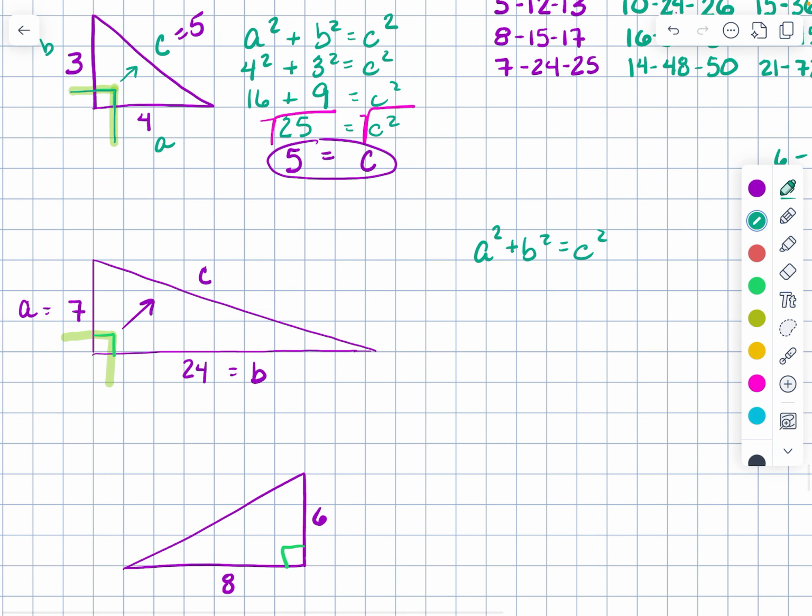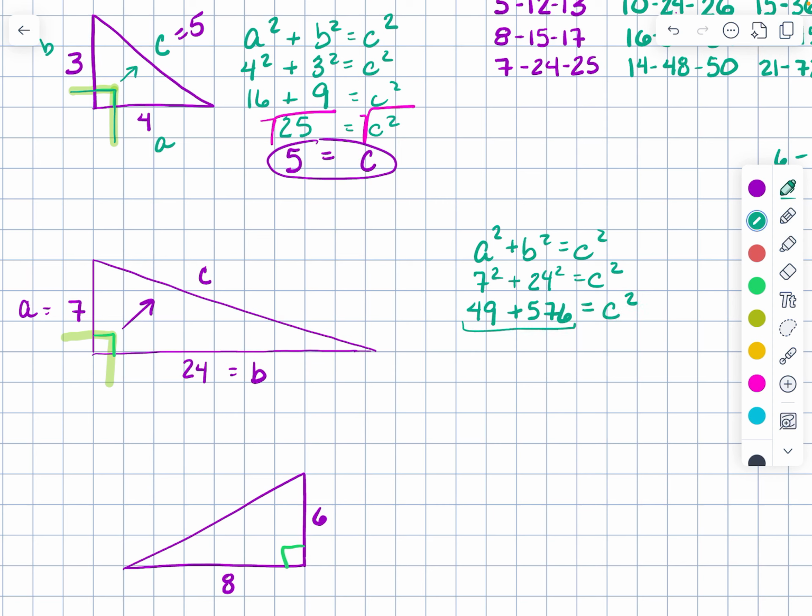We have a squared plus b squared is equal to c squared. Right? So if our a is 7, that's going to be 7 squared plus b is 24 squared, and that's equal to c squared. And 7 squared is 49. 24 squared is, I had to work this one out, by the way. I don't know this one off the top of my head. 576, and that's equal to c squared.